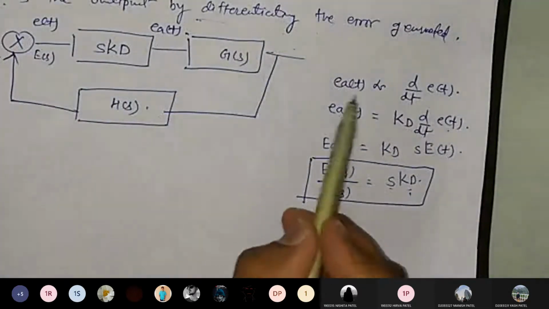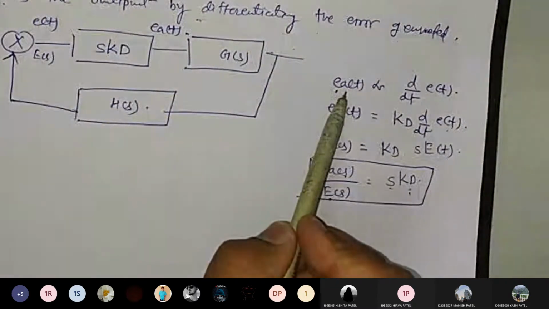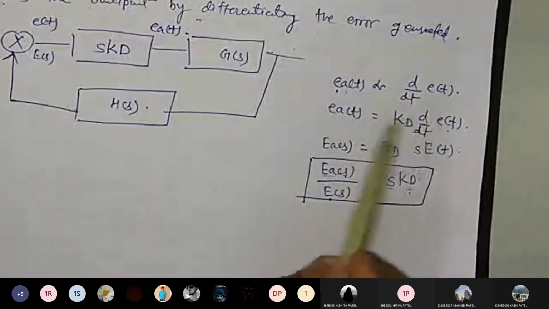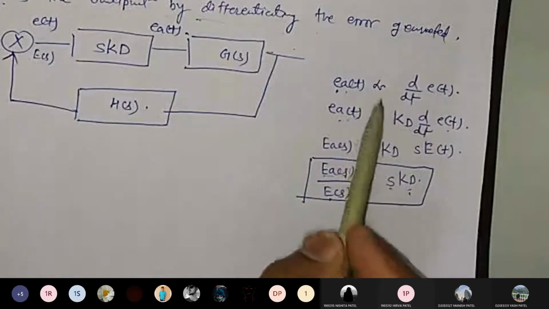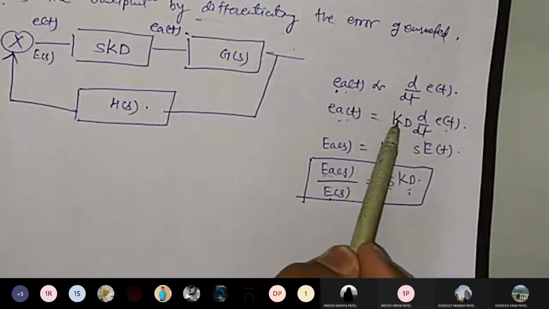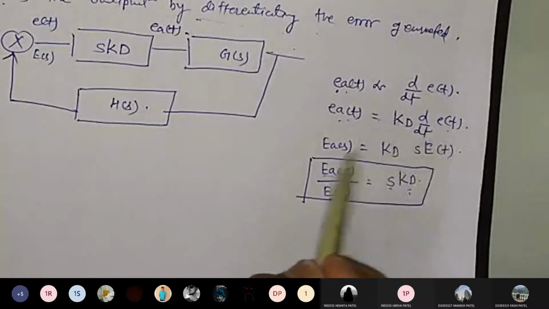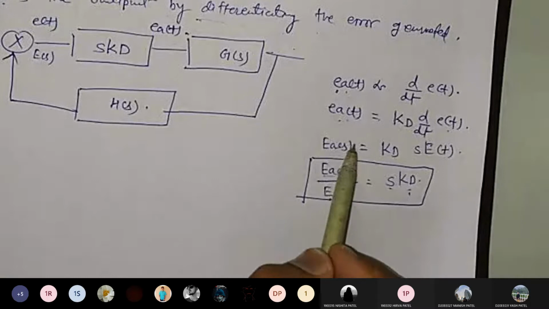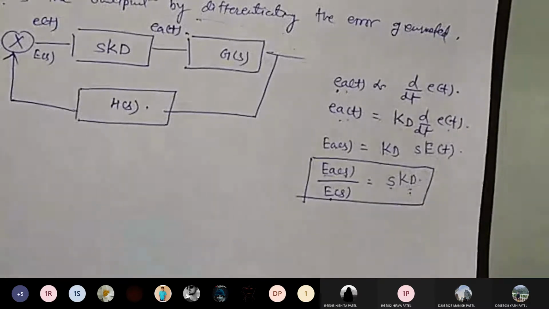Are you getting me? The output of your derivative controller is proportional to the derivative of the error generated. If I find the derivative of error, you will have a proportionality constant, one constant named Kd, times d by dt of E of t. Now if I want to find the Laplace, it will be E of s, Kd s into E of s. Okay, so you will be having this.